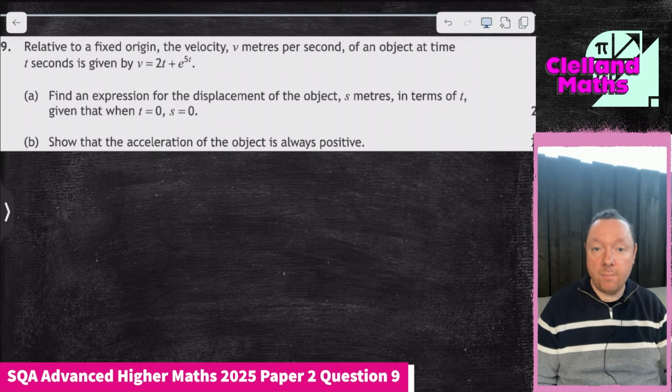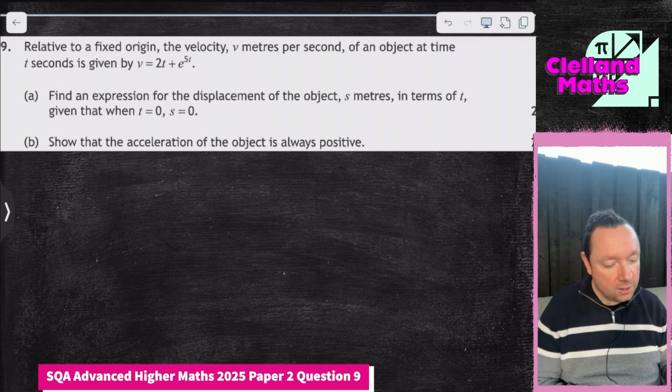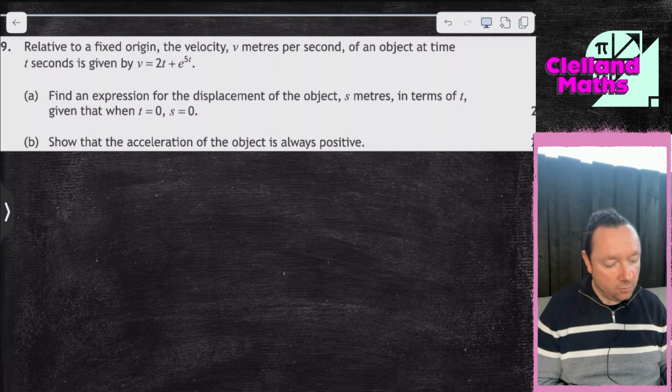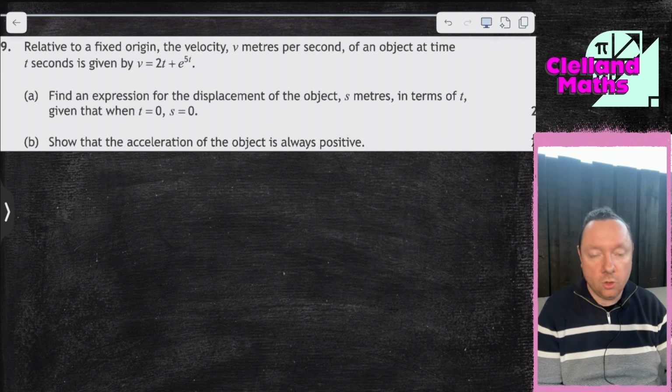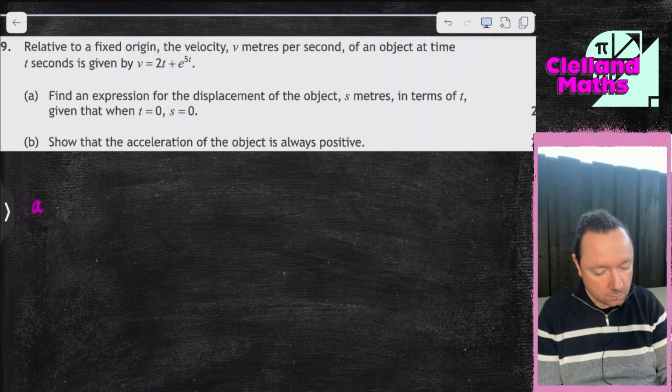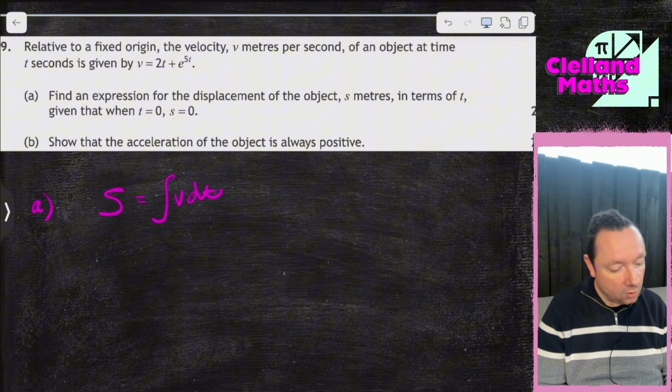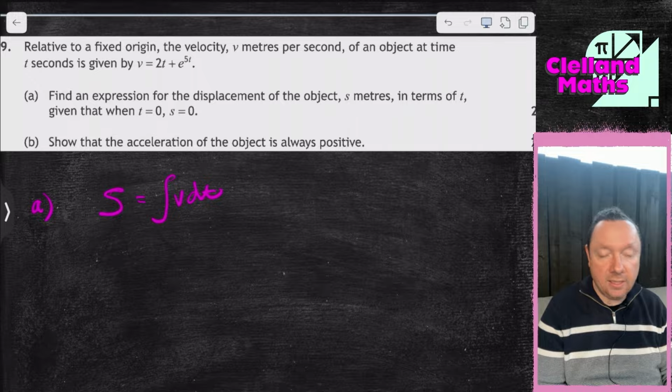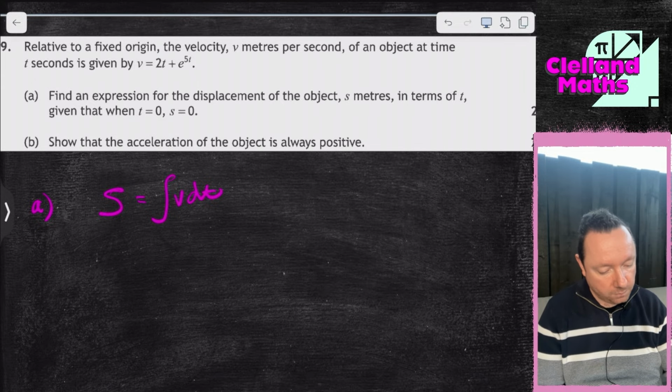Advanced Higher Maths 2025, Paper 2, Question 9. Relative to a fixed origin, the velocity in meters per second of an object at time t is given by v equals 2t plus 5 e to the 5t. Find the expression for displacement, which is the integral of v with respect to t, given that s equals 0 when t equals 0.